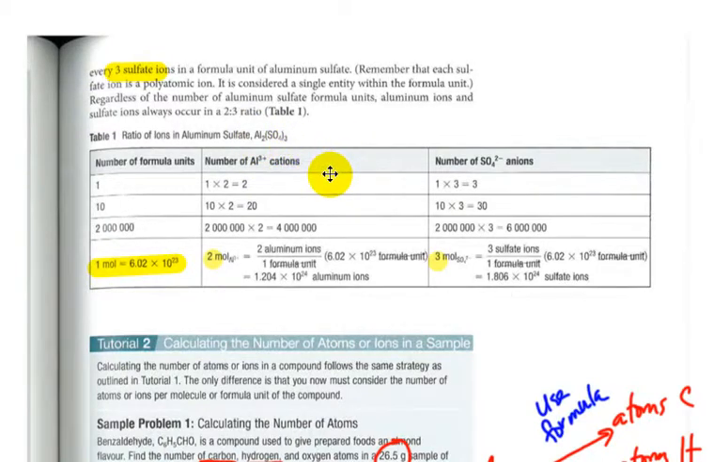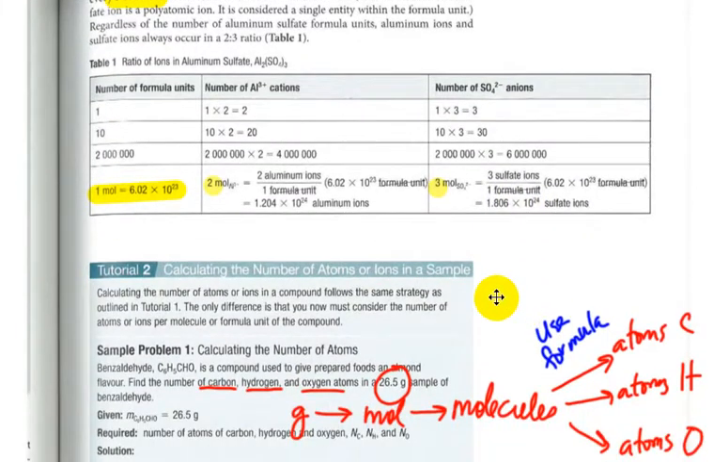Double, triple, they're always a multiplying effect. If I had 2 million of these aluminum sulfates, I would have times 2 is 4 million aluminums, or times 3, 6 million sulfates. If I had 1 mole, which really is this number here, 6.02 times 10 to the 23rd, doubling that, I'd have 1.204 times 10 to the 24 aluminum ions, or multiply that by 3, 1.806 times 10 to the 24 sulfate ions. So there you can see the relationship. It all depends upon what the formula is.